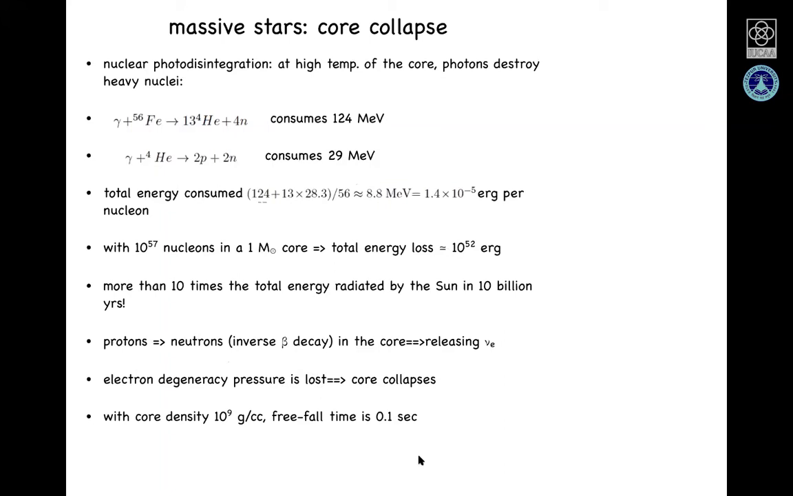What is the time scale here? The typical core density around this time is 10 to the power 9, a billion grams per cc. And 1 over the square root of G rho will give you a free fall time scale of about a fraction of a second, right? So within a fraction of a second, this core is going to collapse, right? After this iron core is formed, within a fraction of a second.